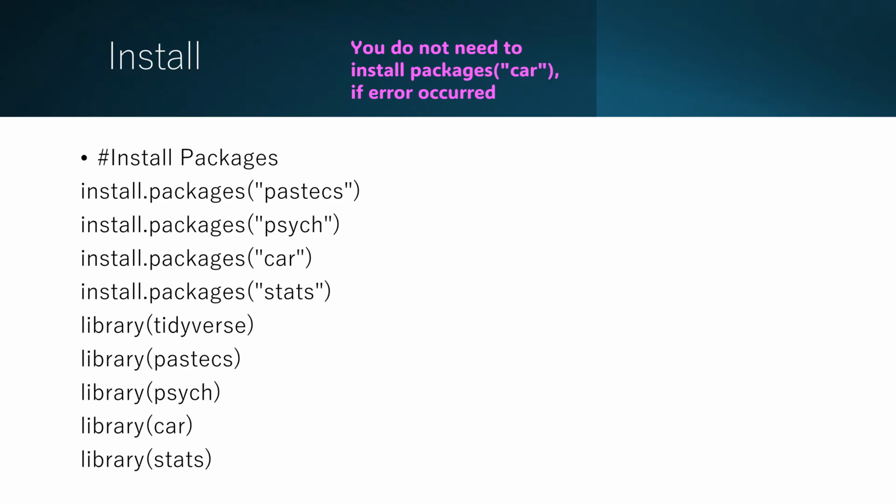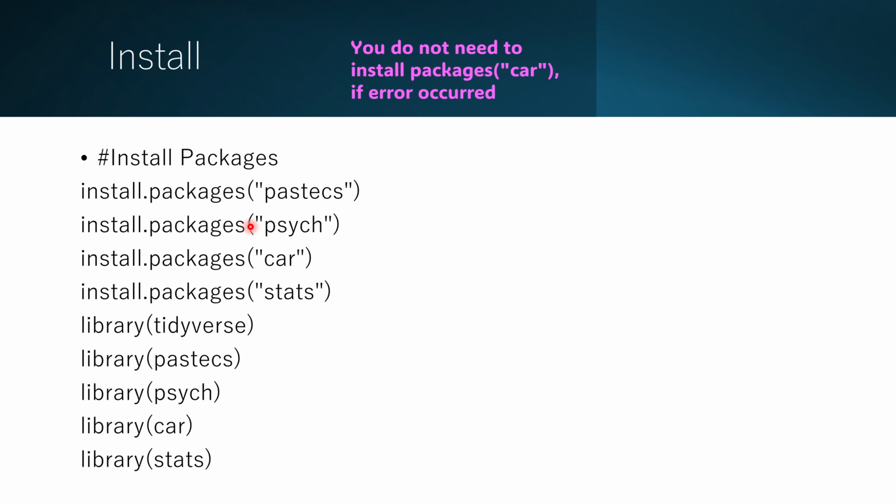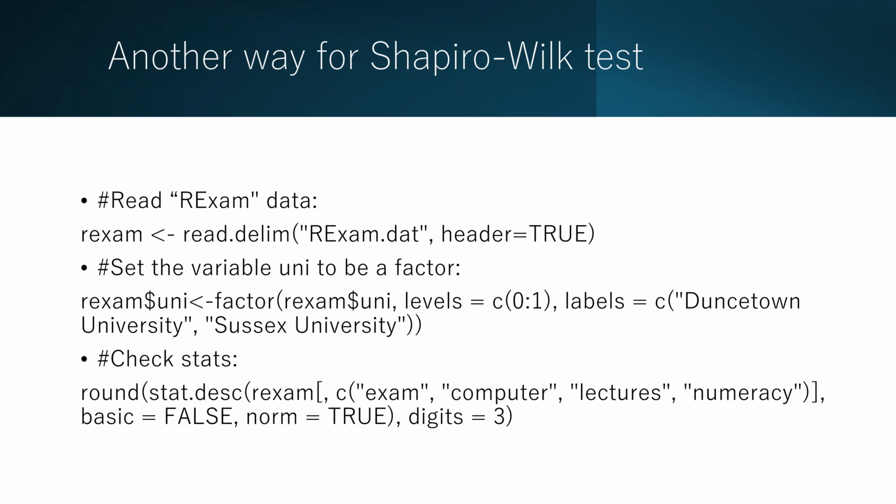This is the install packages phase. I think we already installed these packages, for example, stats and pastecs and tidyverse. If you already loaded the packages, you do not need to run this. Here we read the R exam dataset and prepare it for testing. First, we load the data with read_delim, and then we convert the variable uni into a factor because it represents categories, not numbers.